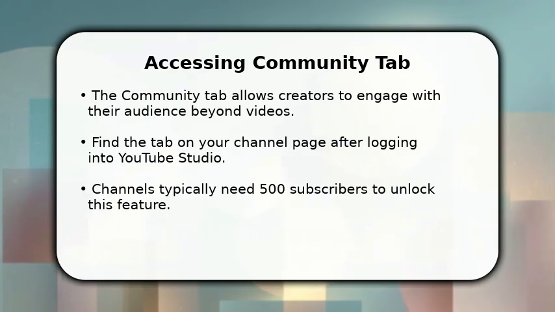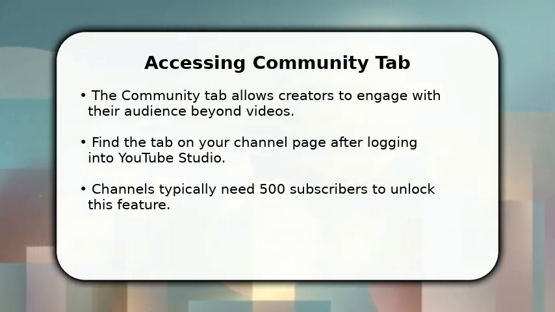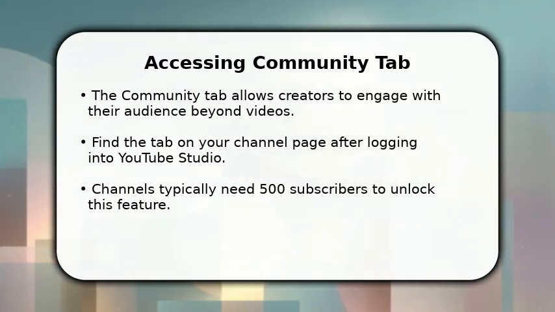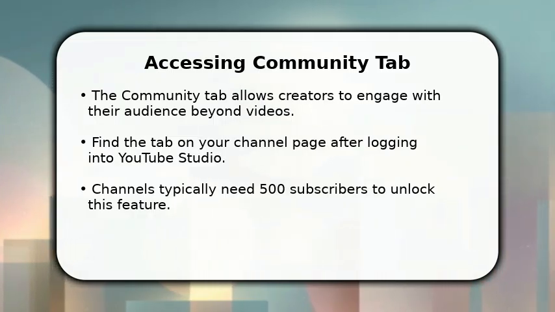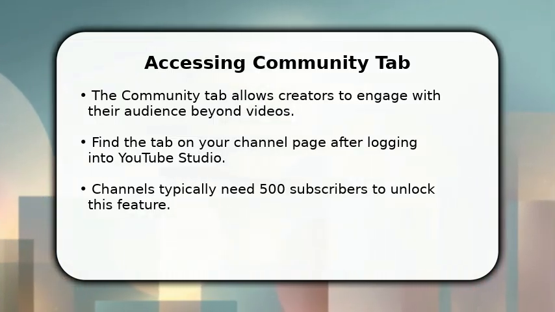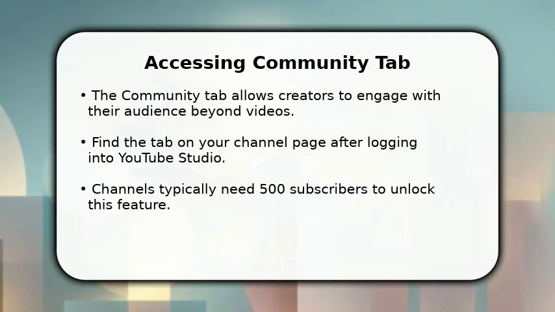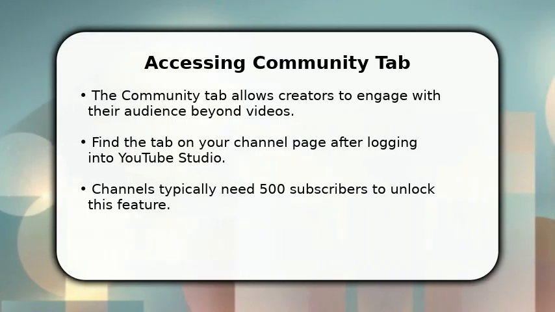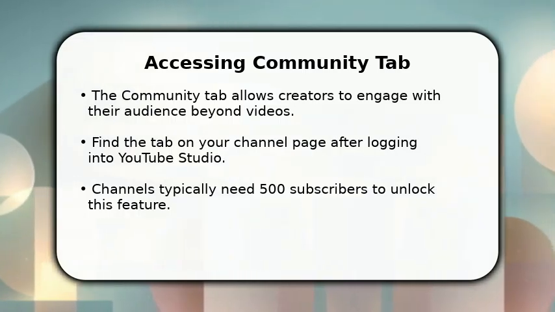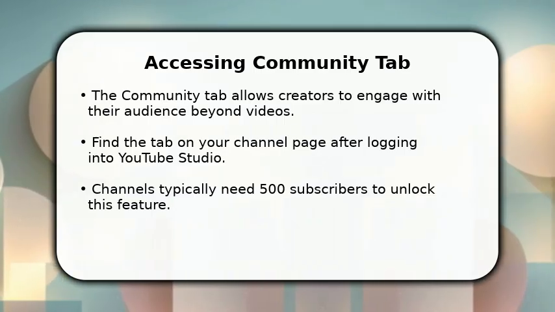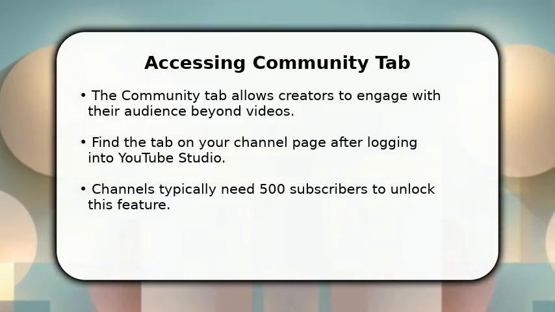In this video, I will explain how to publish community posts on YouTube. First, navigate to YouTube Studio and select Create from the top right. Then, choose Create Post. Remember, your channel usually needs at least 500 subscribers to access this valuable feature. It's a fantastic way to connect directly with your viewers and share updates.